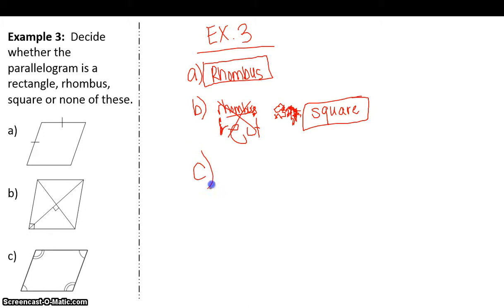Okay, and then part C is showing that you have opposite angles congruent. And they already told you it was a parallelogram. Remember, that's one way you could tell that it was a parallelogram. But these markings do not say that it's a rectangle, a rhombus, or a square. So we would say none of these, which just means it's just a plain old parallelogram. It's not more specifically a rectangle, rhombus, or square.